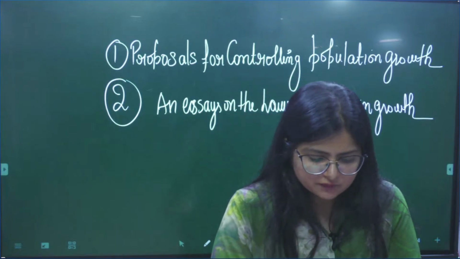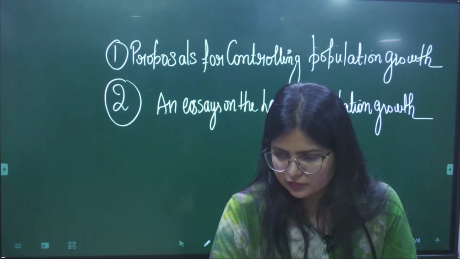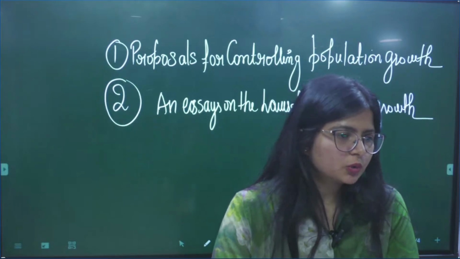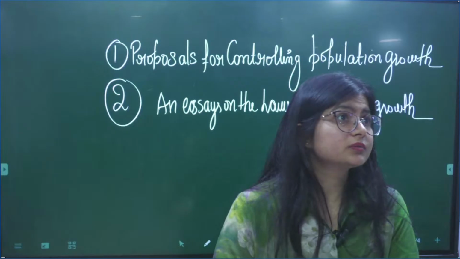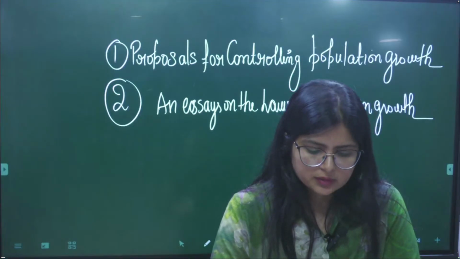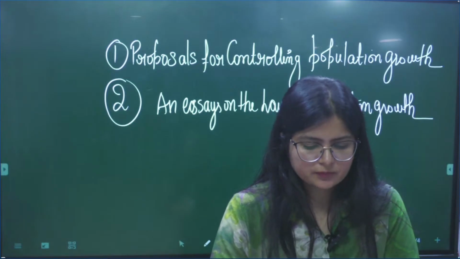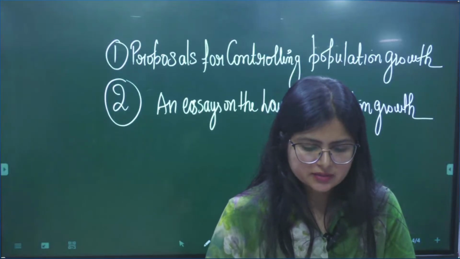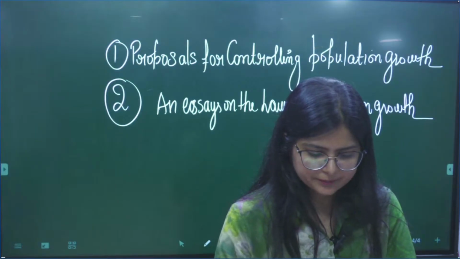In order to achieve this, one needs to control population growth, that is, the reproductive capacity of humans.